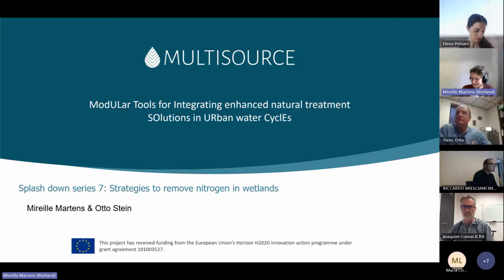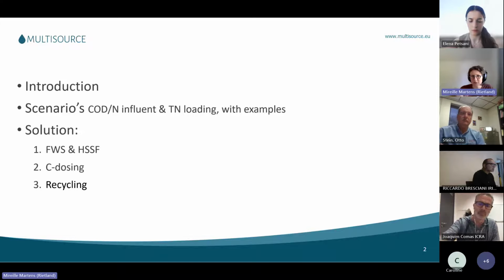Okay, so my presentation of around 15 minutes is, I'll give you a really short introduction. We will talk about scenarios that focus on the influent concentrations of CO2 and total nitrogen, which are coming into the system and how that impacts your denitrification. And I will show this with 3 examples. And after that, we go into solutions. So if what is in the influent isn't sufficient, what to do? What are the options then?